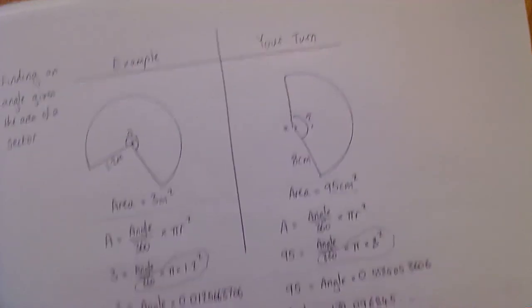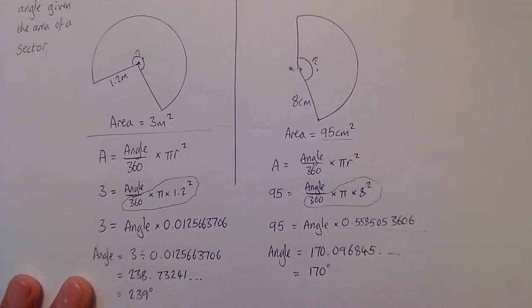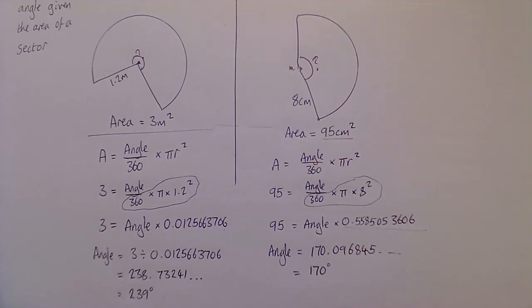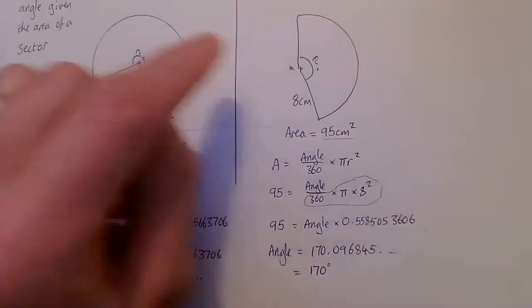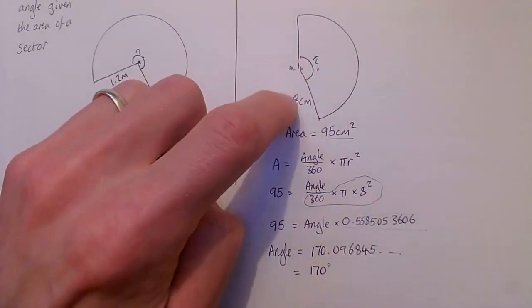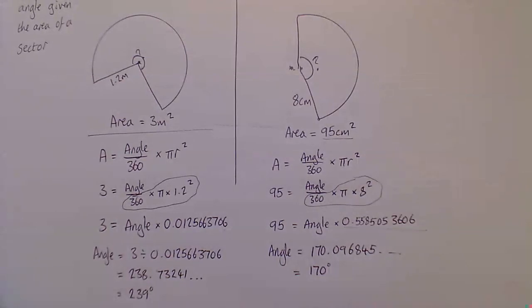Sorry, it's not even on the screen. So that should be the solution that you got. Well done if you worked through that one. The next video is going to look at the other condition, where we know the angle but we need to find the radius, the other missing piece of information.